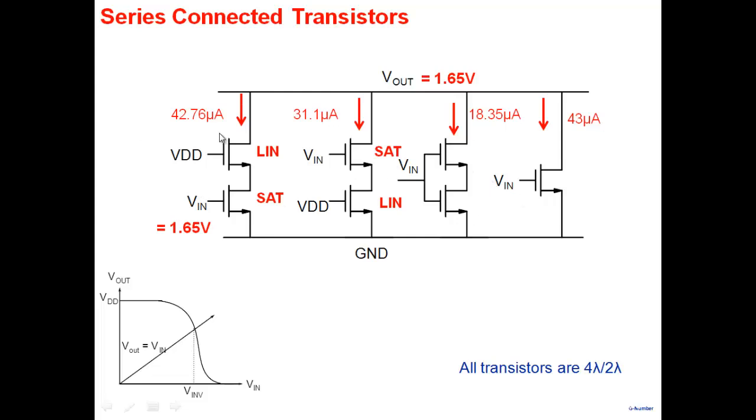What happens in this case? This is almost like a single NMOS. This is almost like a single NMOS with half the size. And this one is somewhere in between, which is more complicated and requires calculation.